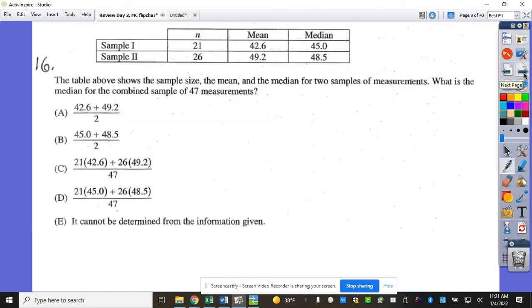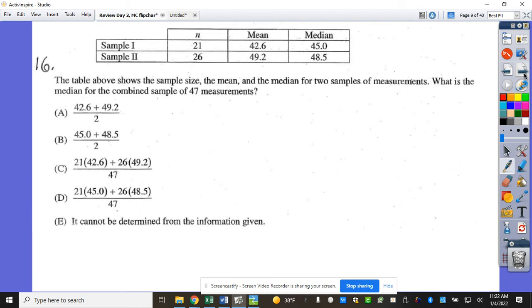All right, 16. This is one that's really straightforward. Either you knew what you couldn't do, or you didn't. As opposed to most of the other problems we've done so far where there's a lot of work behind it. It gives us two different samples. They have different sample sizes. And it also gives us the mean and the median for both of them.